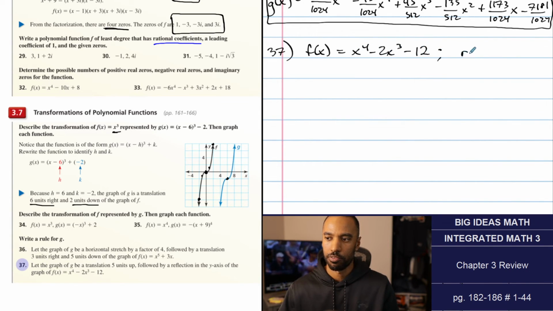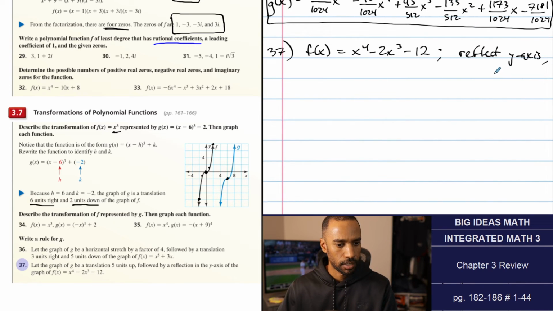All right, we're going to reflect. I always write reflect first, I don't know why. We're going to reflect across the y-axis, and then we're going to go 5 up. Up 5. Okay.